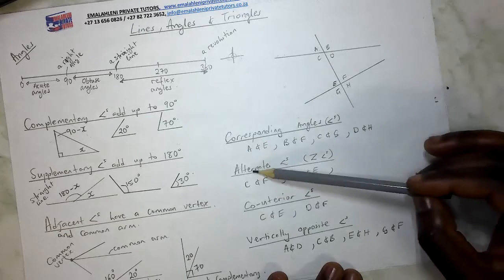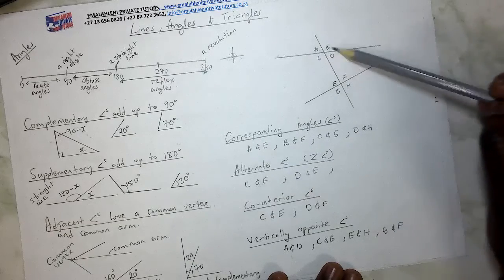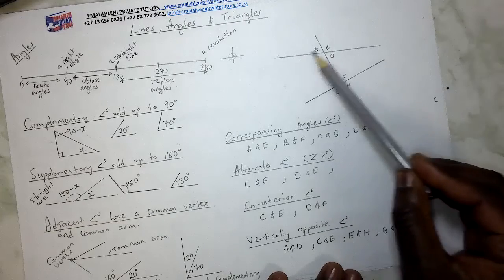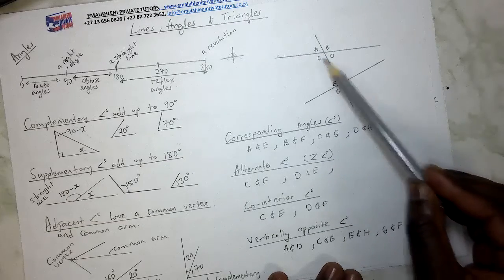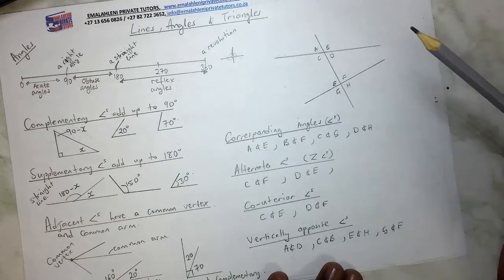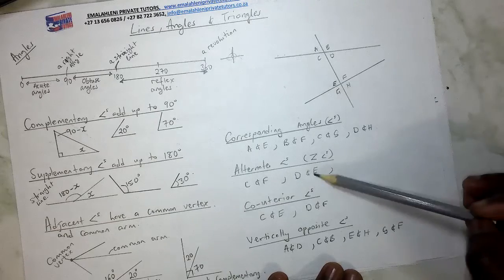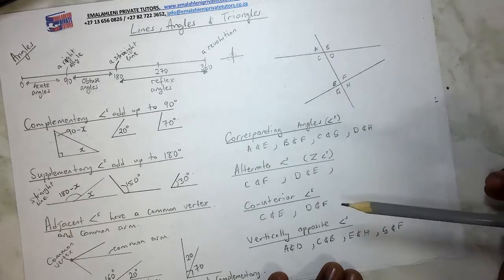But now let's talk of alternate angles. These are Z angles. They form a Z shape or an N. So what we have here is this. Then we've got C and F, they are alternate angles. Then also D and E, they are also alternate angles.